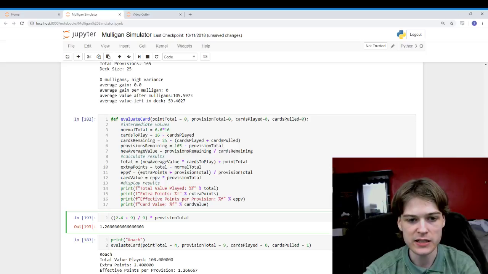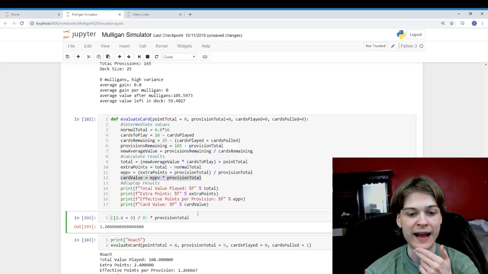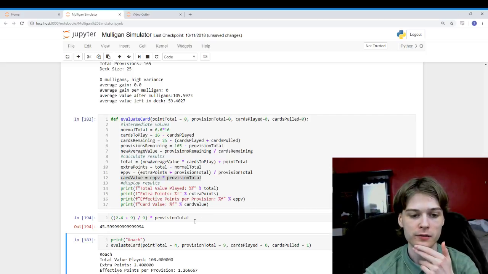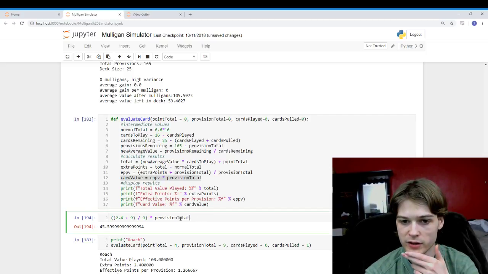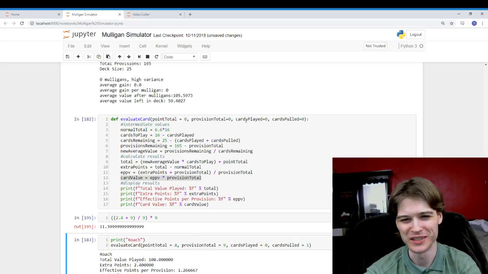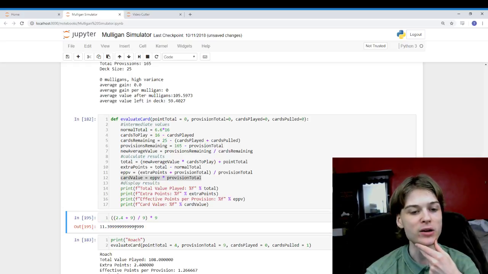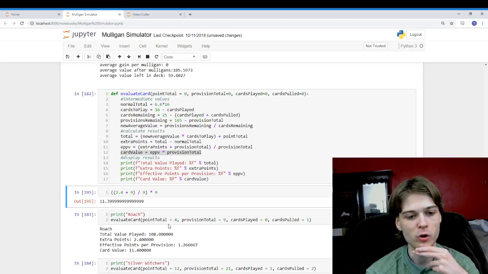Basically, the EPPV is the efficiency of a card, and this is the actual value of the card. Oh, what did I do here? Oh, it's just 9. Provision total is defined somewhere else in the script. And here we get Roach is about 11.4 points on your 9 provision card.